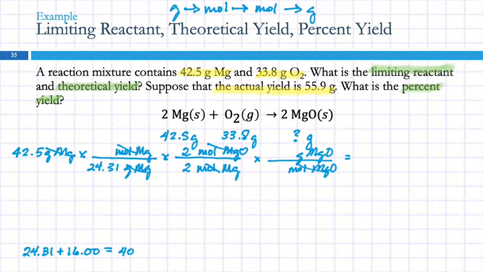I'm sorry, 40.31. So 40.31. So the answer to this part is 42.5 divided by 24.31 times 2 divided by 2 times 40.31. Our starting number had 3 significant figures, so our final answer should have 3 significant figures. I'm keeping some extras here.